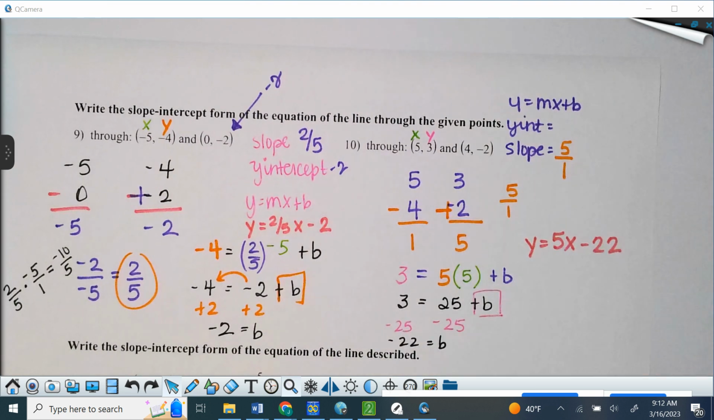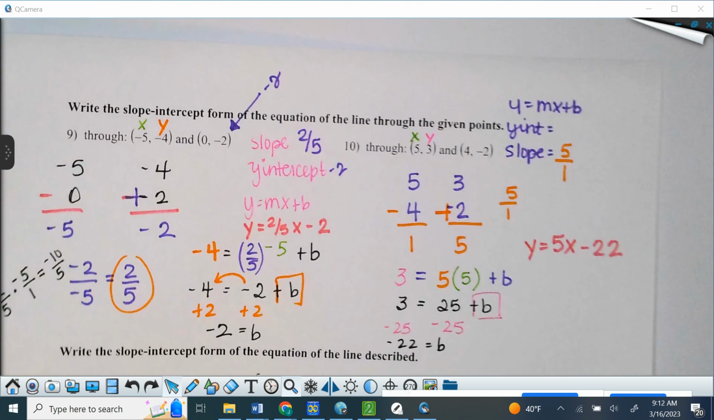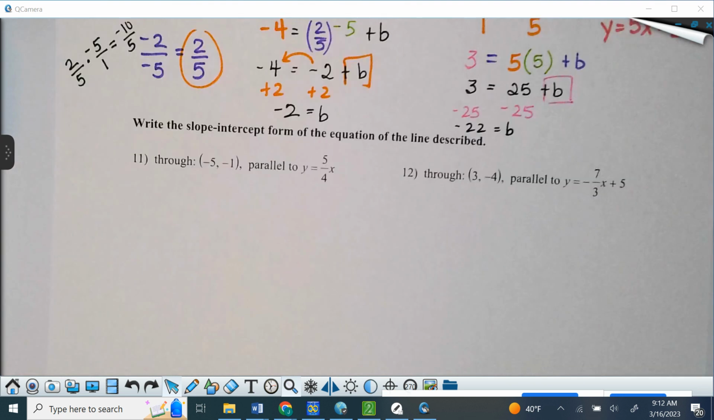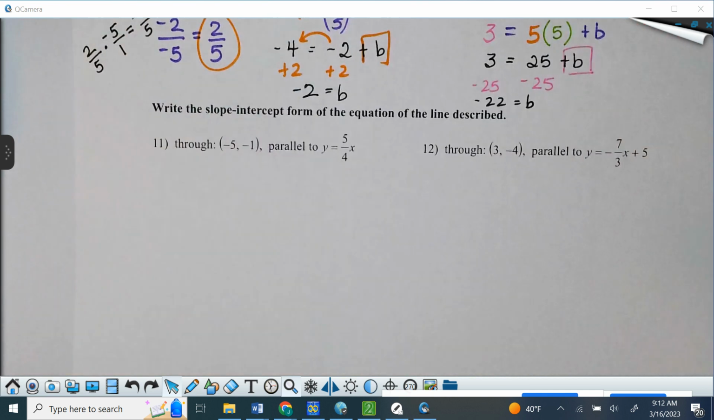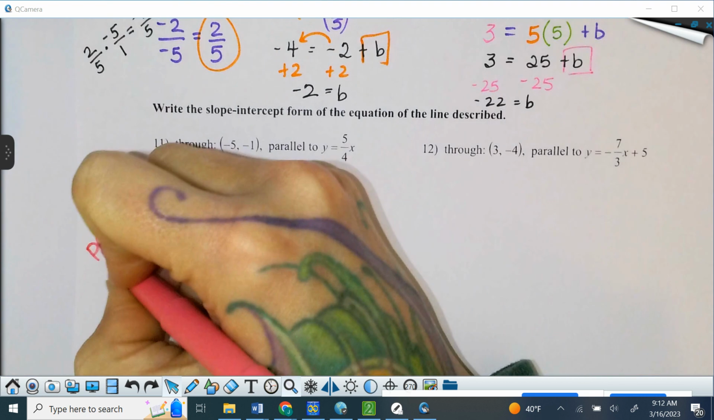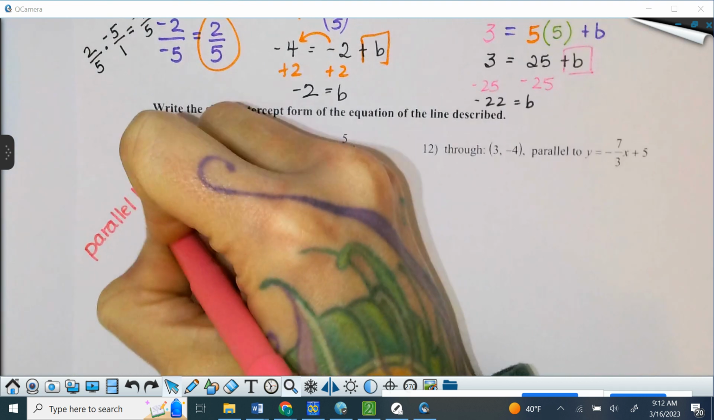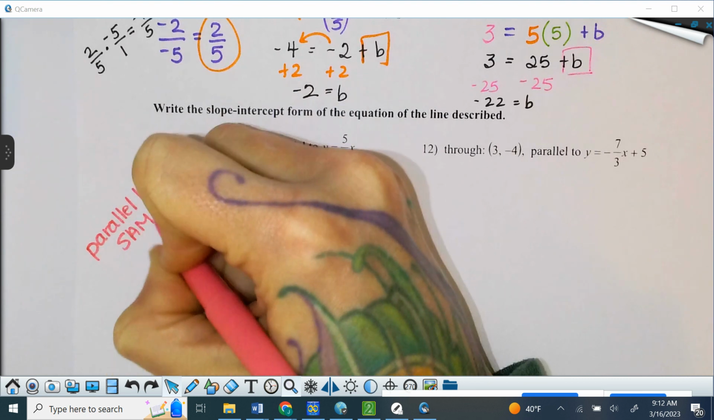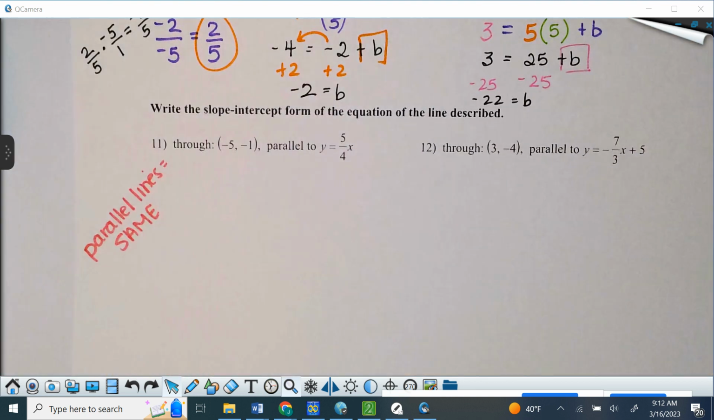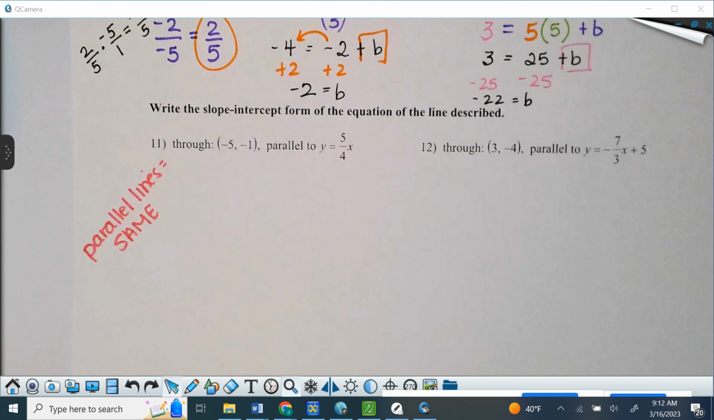All right, getting on to the fun part. Good stuff, okay? Same exact principle. The only thing you have to remember, parallel lines, same. And I guess I should ask you, what is a parallel line? Like, what does parallel lines mean? If I call them parallel lines, what do you know about them?